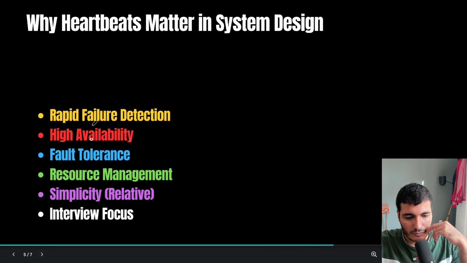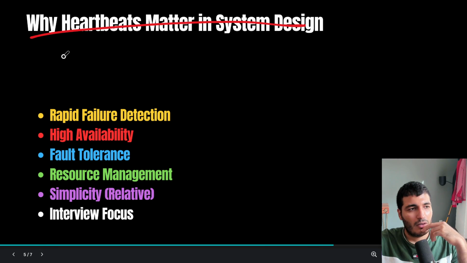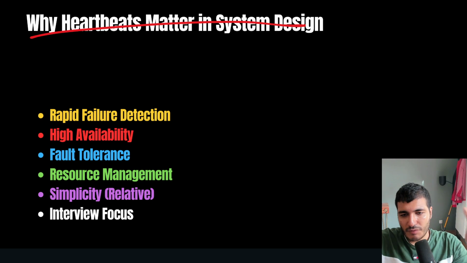But why does this matter? Heartbeats are fundamental for building robust distributed systems. Number 1, rapid failure detection. This is the primary purpose, I would say. They allow you to quickly identify and react to crashed or unresponsive nodes or services, minimizing downtime. Number 2, high availability. By enabling automated failover and removing unhealthy nodes from active service, heartbeats are crucial for ensuring continuous service and high availability of your application.